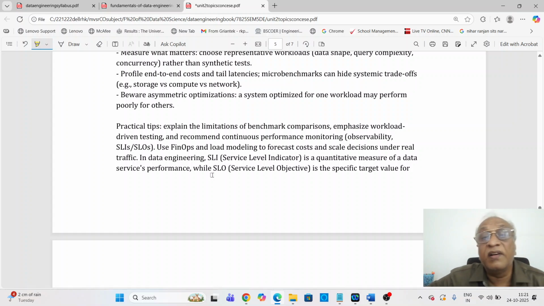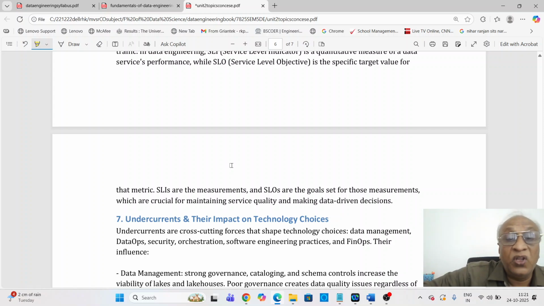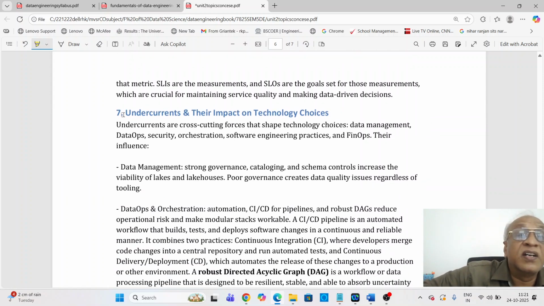You need to understand and monitor SLIs and SLOs. What are SLIs? Service level indicators. Say, for example, availability is one of the service level indicators, while SLOs are service level objectives. Maybe for your availability you want 99%, that will be the objective, right? So coming to undercurrents, and undercurrents we always refer to in the data engineering lifecycle diagram, and those undercurrents are data management, DataOps, security, orchestration, software engineering practice, FinOps.